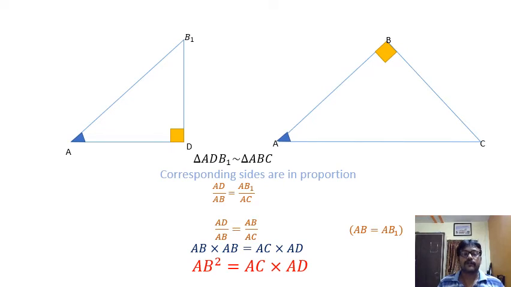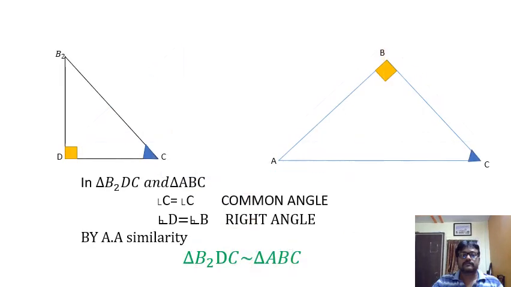Likewise, we took the triangle on the left side, compared it with our original triangle, and obtained the conclusion that AB square is equal to AC into AD. So remember this. On the same lines, we took the other triangle, which is on our right side, B1DC, and compared it again with ABC to find any similarities between them.